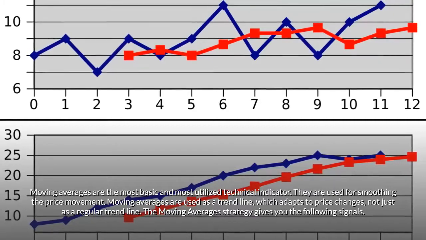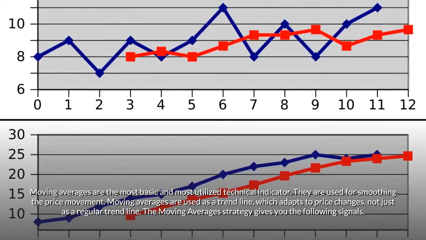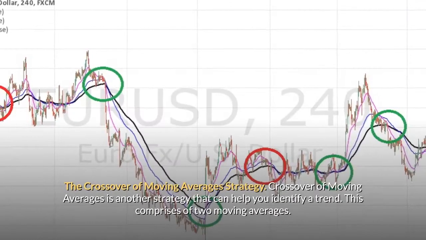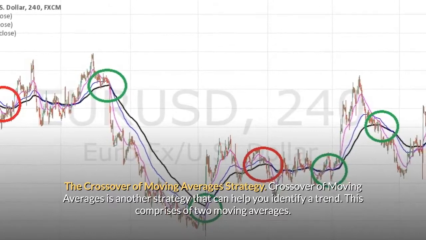The moving averages strategy gives you the following signals. If the closing price moves above the moving average, this is a buy signal. If the closing price dips below the moving average, this is a sell signal. The crossover of moving averages strategy.